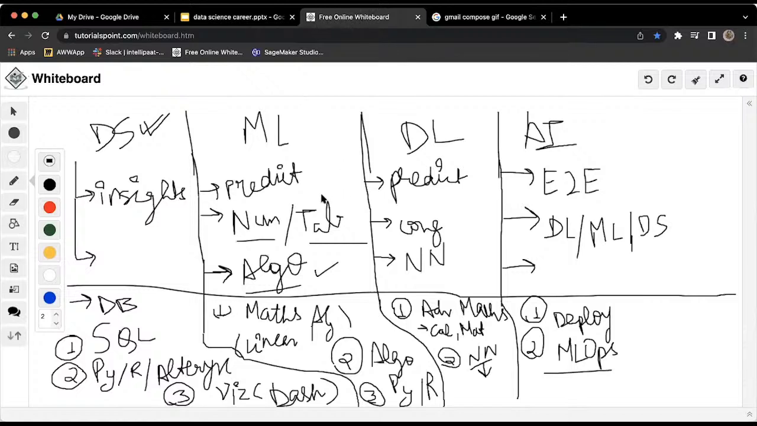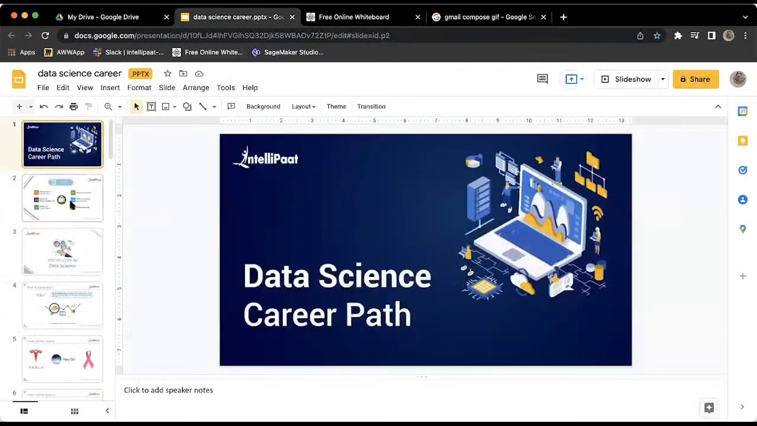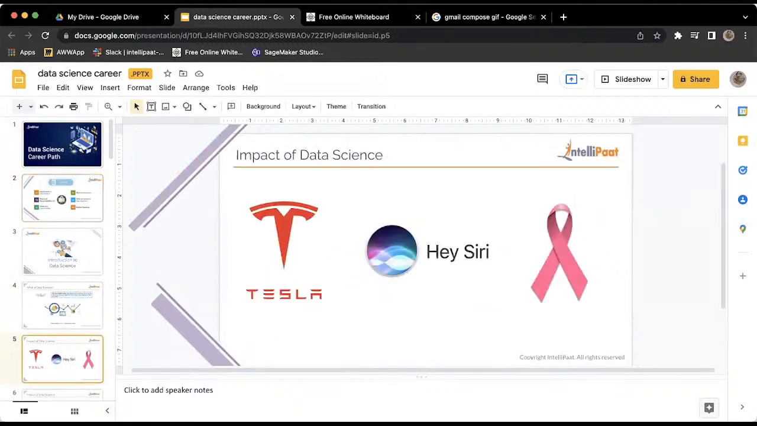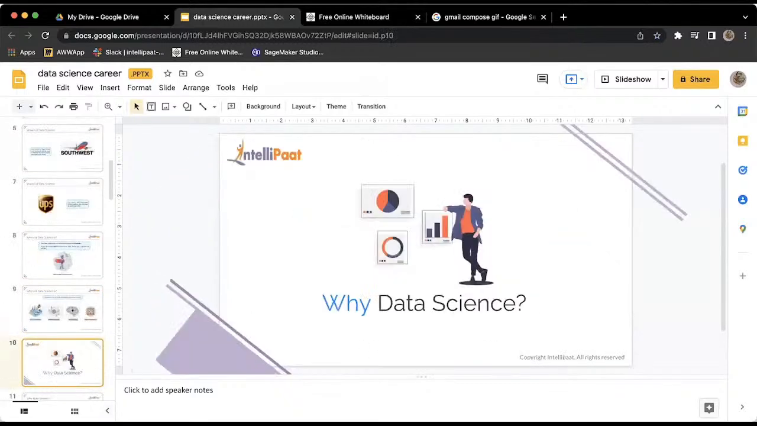Correct? Any questions still here? No, how can you save this? Oh, so this sheet is already there. Okay, so if you go right, all these sheets are already there inside the presentation, right? I can show you, just one second.